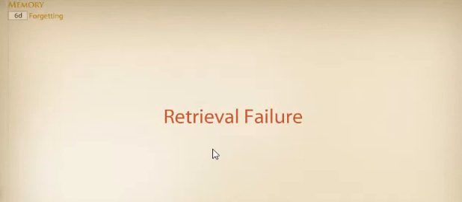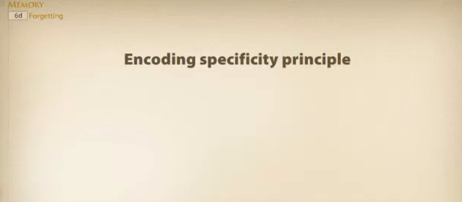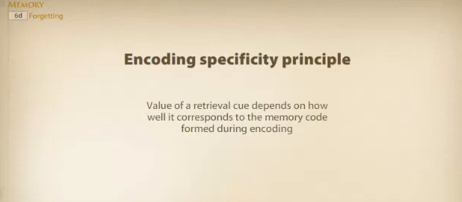Now, the last thing we'll talk about is something called retrieval failure. So, people often remember things that they were unable to recall at an earlier time. This suggests that a great deal of forgetting may be due to breakdown in a process of retrieval. Retrieval failures are more likely when there is a poor fit between the processing done during the encoding and the processing used during the retrieval. The concept of the encoding specificity principle states that the value of a retrieval cue depends on how well it corresponds to the memory code formed during encoding. This principle provides one explanation for the inconsistent success of retrieval efforts.